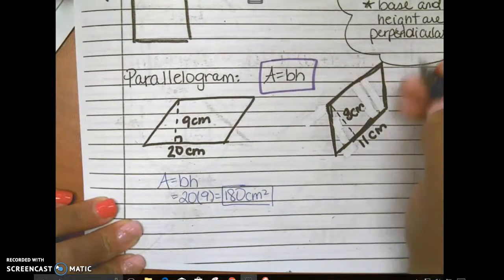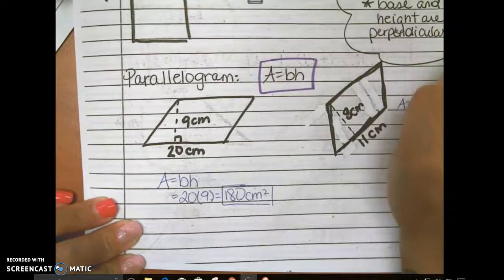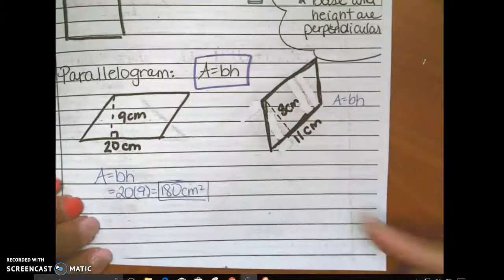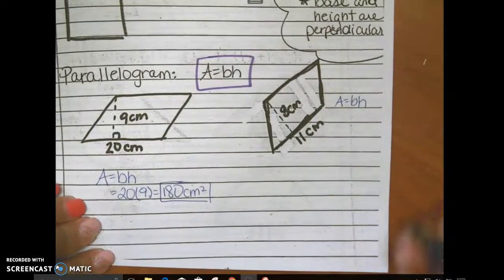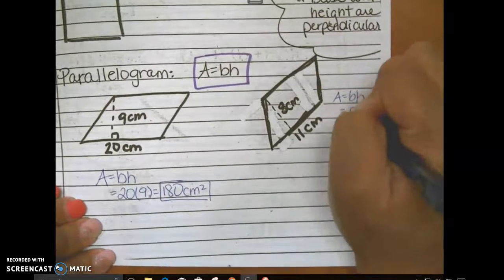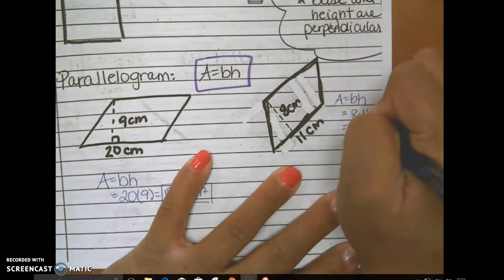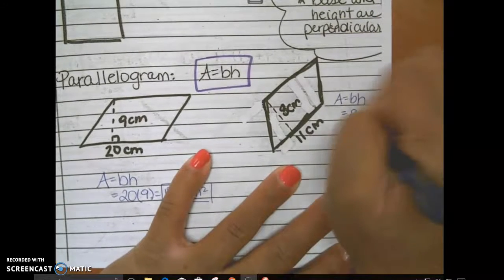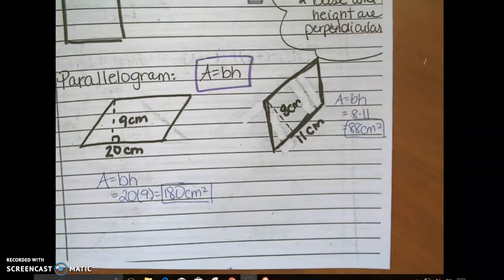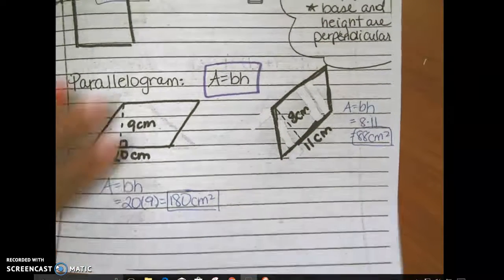Over here, area equals base times height. What's my base and my height? 8 times 11, which is 88 centimeters squared. Those are easy. Moving on.